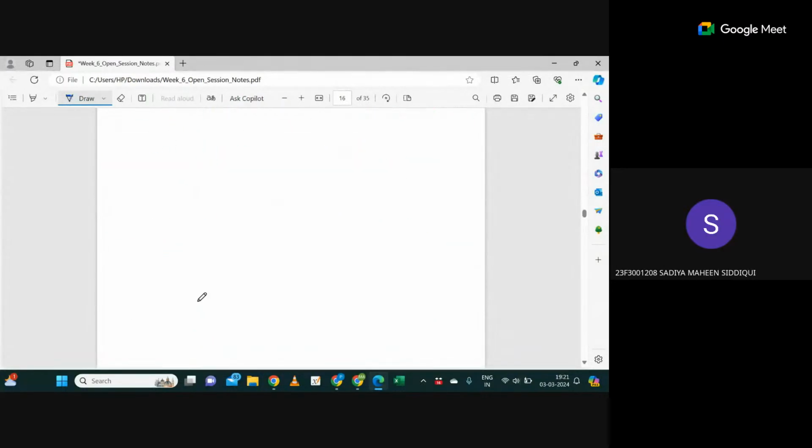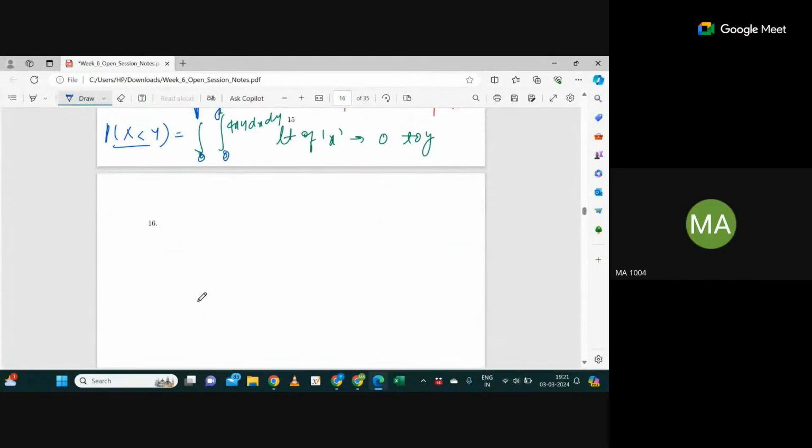I think after this, the marginal density is there, right? Sir, for x less than y, we can also do 1 minus probability of x greater than y. Yeah, you can do that, no problem. Either you can also apply the area of the triangle, and anyway you will get the same answer.